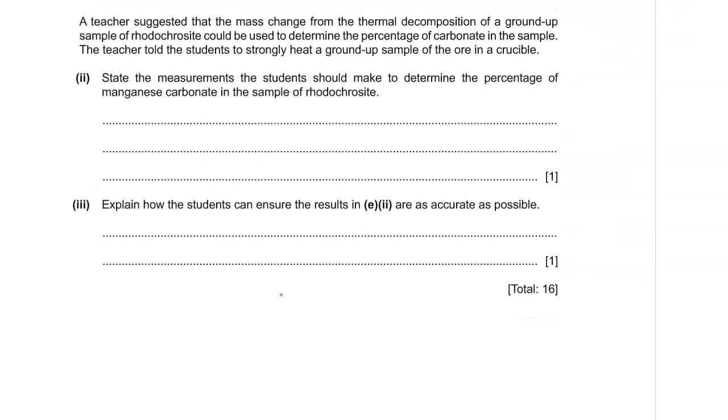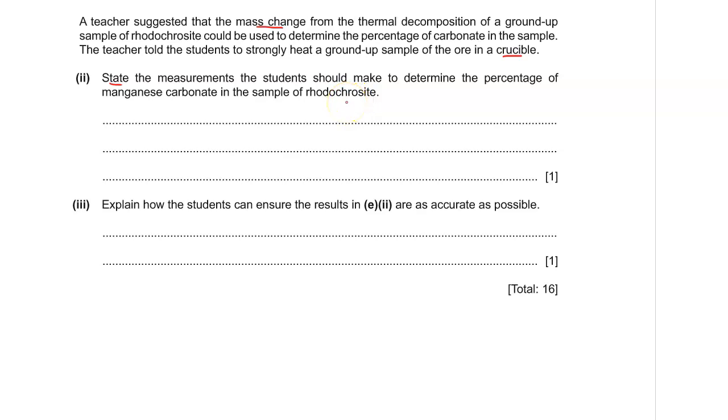A teacher suggested that the mass change from the thermal decomposition of a ground up sample of rhodochrosite could be used to determine the percentage of carbonate in the sample. The teacher told the student to strongly heat a ground up sample of the ore in a crucible. State the measurements the student should make to determine the percentage manganese carbonate in the sample of rhodochrosite.